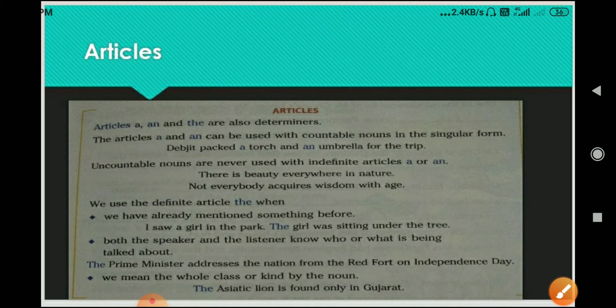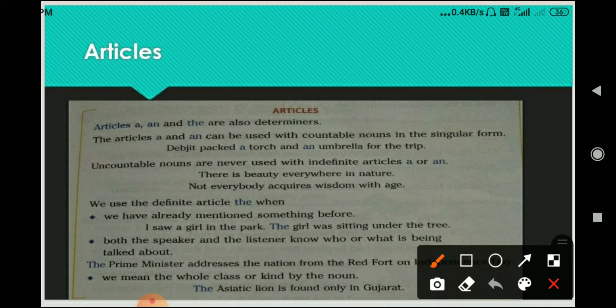Now the second kind of article is the definite article, that is, the. We have already mentioned something before. I saw a girl in the park. The girl was sitting under the tree. When you talk about a noun for the first time, we use the indefinite article. When that noun is known by everyone, then the indefinite article is replaced with the definite article. So both the speaker and the listener know who or what is being talked about.